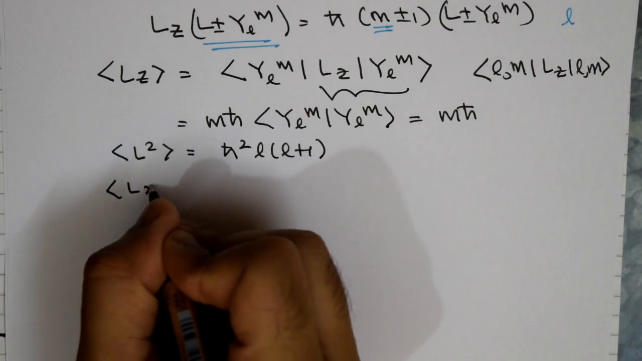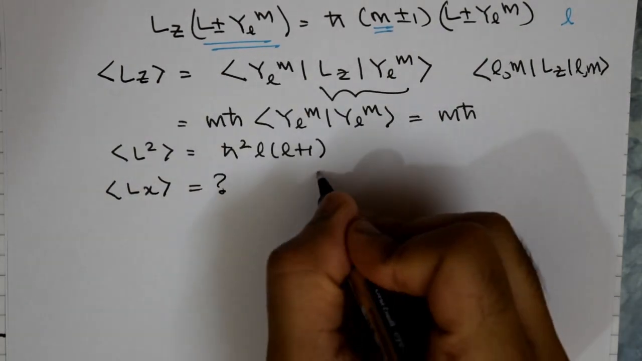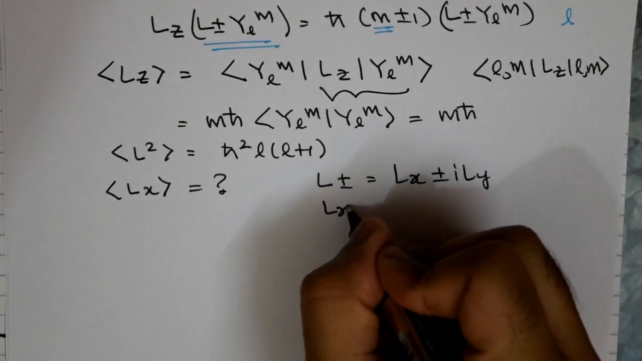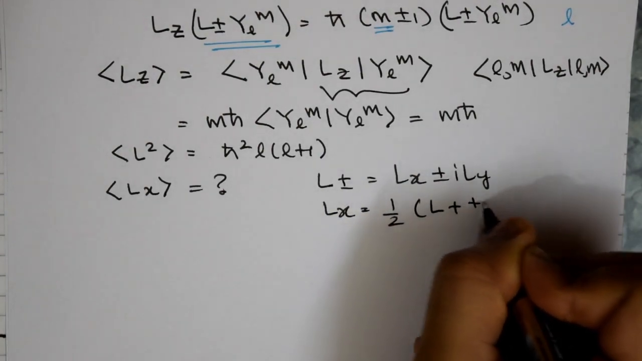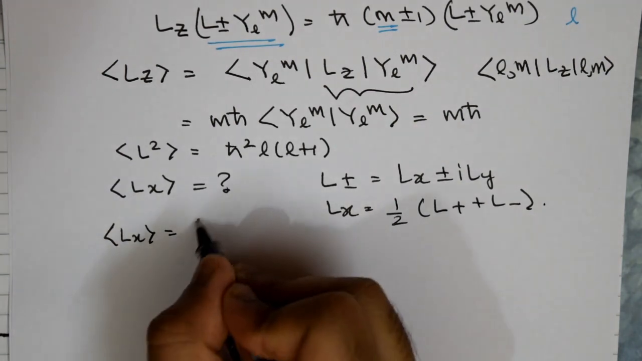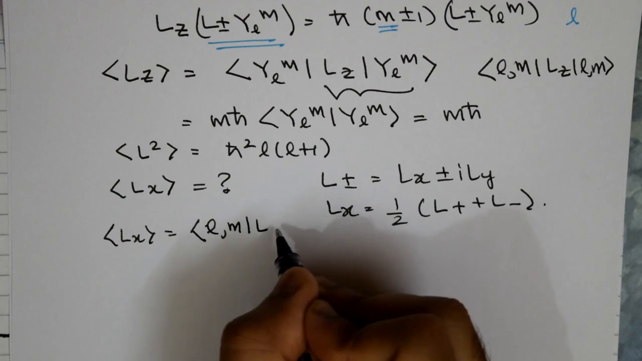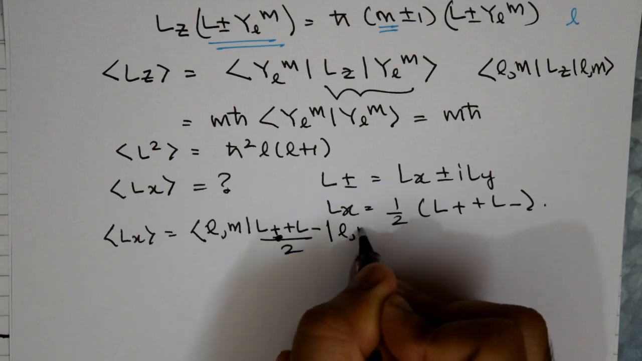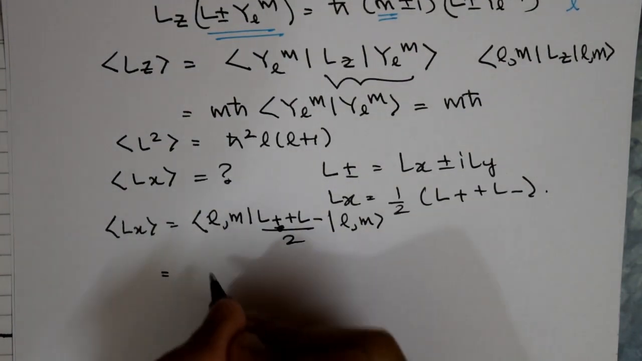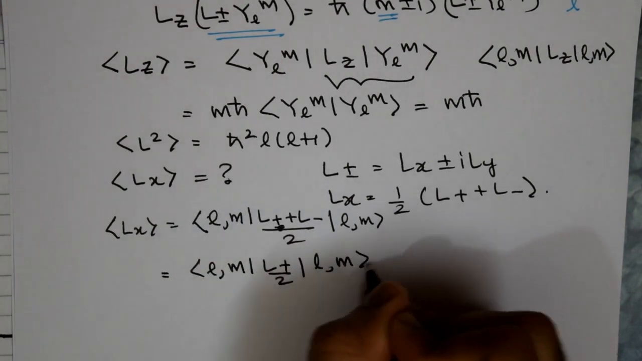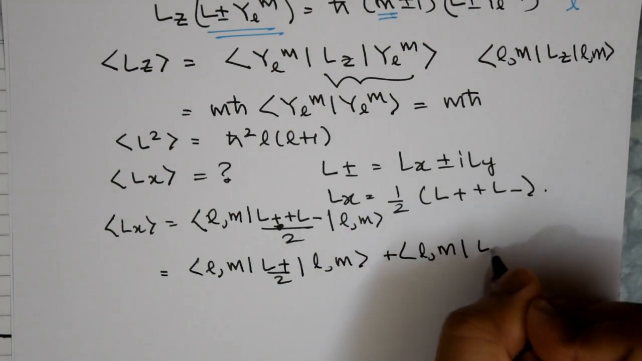So now let's ask the same thing: what is the expectation value of Lx? You might remember L± is given by Lx ± iLy. Therefore Lx will be given by 1/2 of (L+ + L-). So what will end up happening? The expectation value of Lx is going to be given by <l,m|(L+ + L-)/2|l,m>. This can be divided into two different brackets: <l,m|L+/2|l,m> + <l,m|L-/2|l,m>.